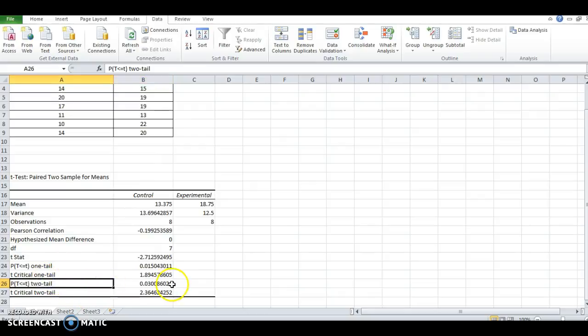Two-tail, 0.03. That means based on these samples, the means of these two categories are different, and the difference is significant because this is less than 0.05, which was our alpha. And this is a broad example of the 2-sample t-test for sample means.